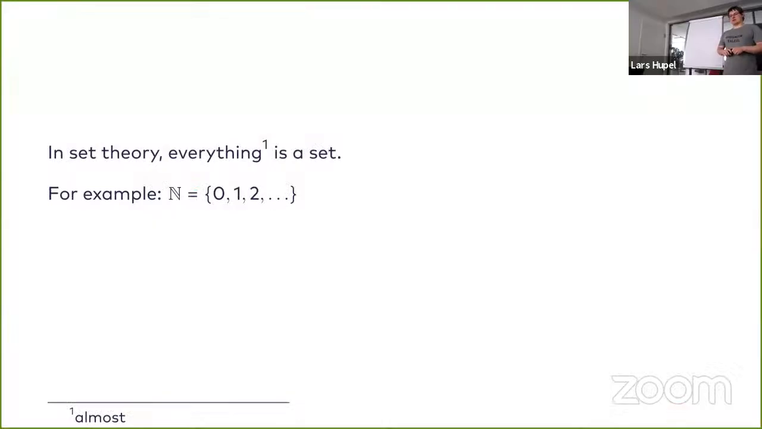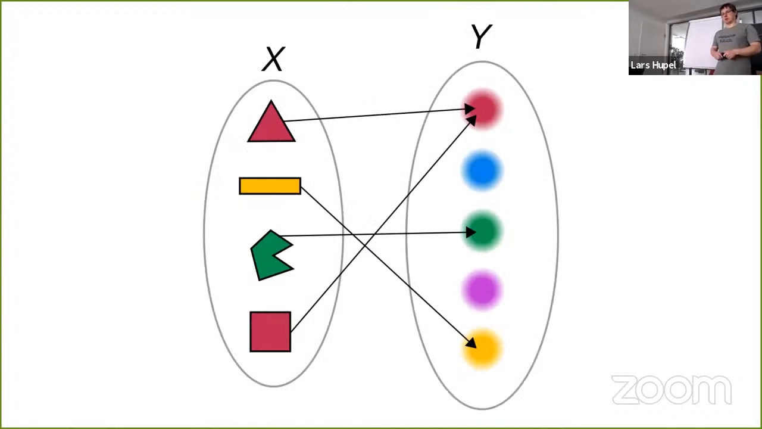Right, so a quick refresher. In set theory, everything is a set, well, almost everything is a set. And we can express many things that we know, like the natural numbers, as a set, right? For example, the natural numbers is a set that starts with 0 and then just goes up. Or we could have the whole numbers, which also includes negative numbers, right? And in particular, in set theory, functions are also sets.